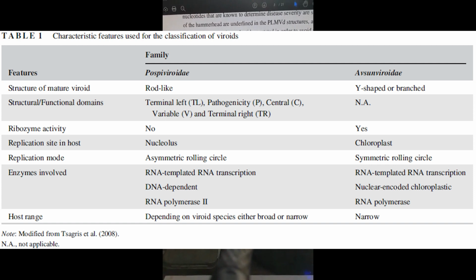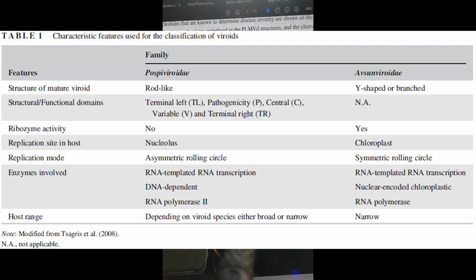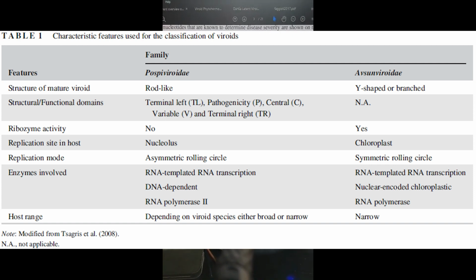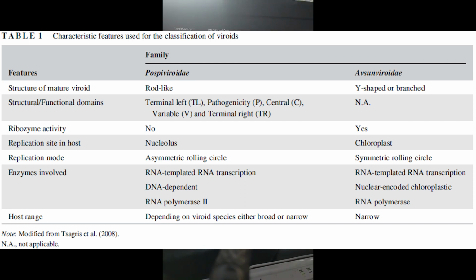So Table 1 says characteristic features used for the classification of viroids, right? So the structure. We've got the two big families, right? The Pospiviroidae and the Avsunviroidae. On the left we have a rod-like structure. Terminal left, pathogenicity, central variable, and terminal right, that refers to the structural and functional domains, right? So ribozyme activity, no. Replication in this host is in the nucleolus.